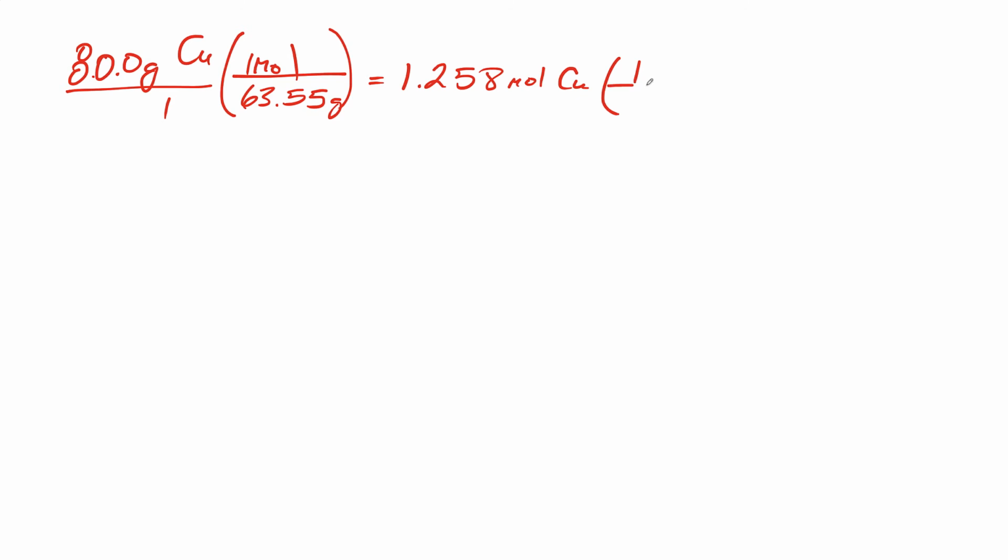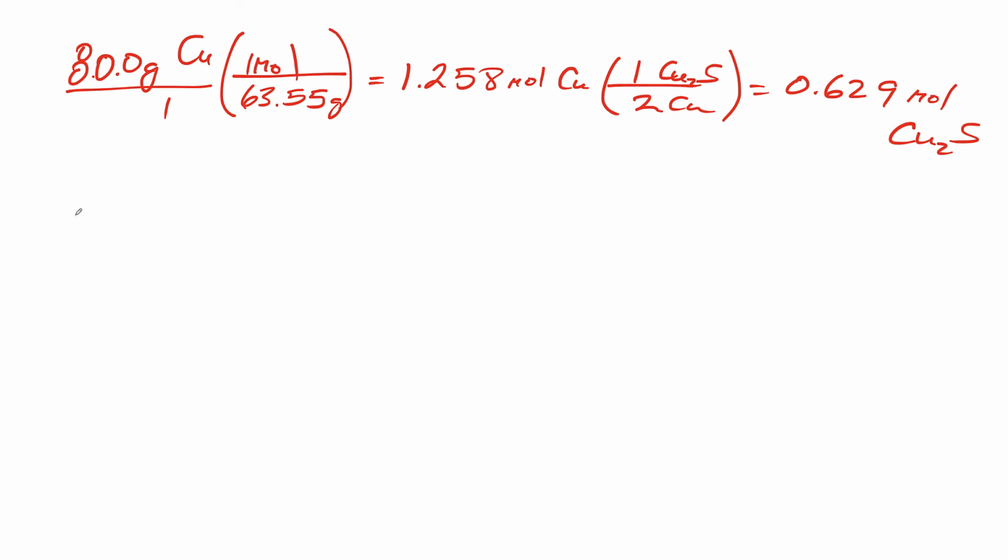And now we change that. So 1 mole of Cu2S reacts with 2 moles of copper. And then we have the amount of copper sulfide we're going to make, and that is 0.629 moles of copper(I) sulfide. So this is how we figure out how much we make.